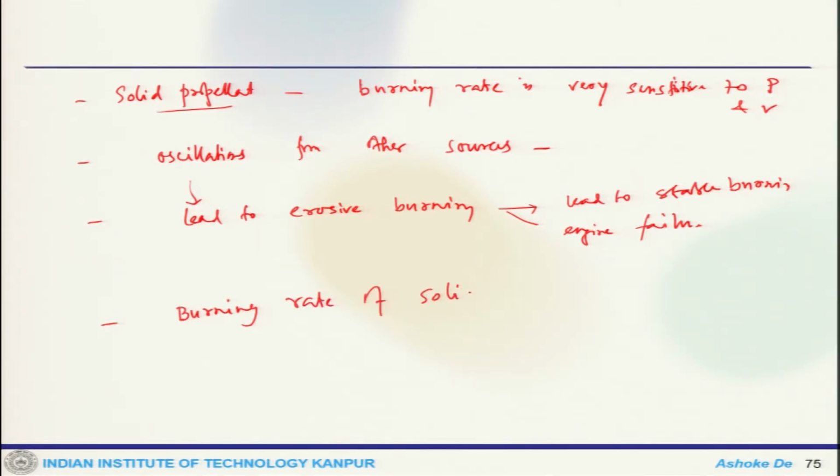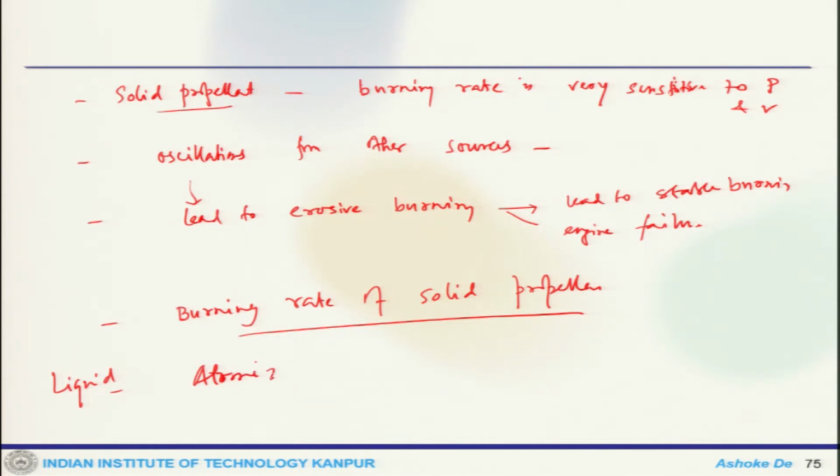Then the problem is, as I mentioned, the burning rate of solid propellant. This is not controlled or not easy to control, and in liquid case, obviously one of the issues which is very well known and common is atomization or mixing. So, these are some of the issues which actually exist even today, and it requires a lot of attention to control this kind of issues.